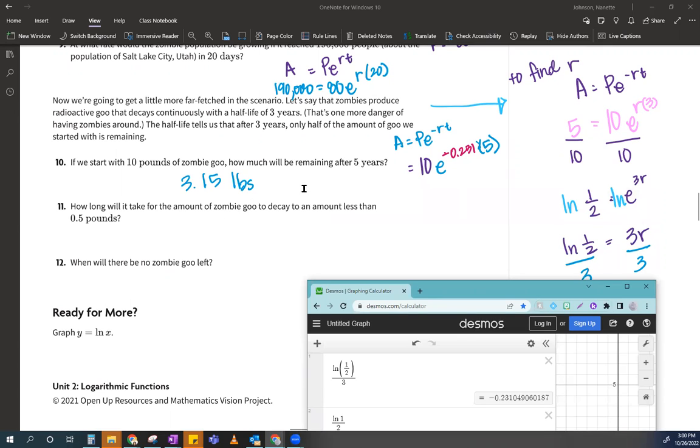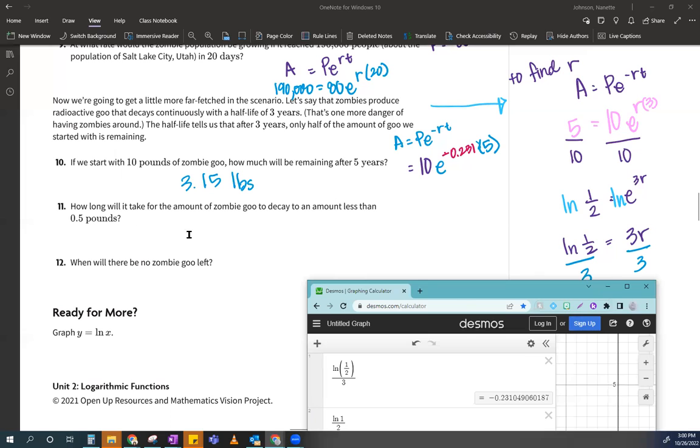So is that okay? So Ms. Johnson, you had to find the rate first. Yeah. And finding the rate isn't too bad. You just have to understand what they're talking about. How did you know to use 10? I didn't. They just gave me 10 and they told me after 3 years, it's going to be half of that. So that's why the biggest ratio here that I needed was this number right here, that these two simplified to be a half, hence the word half-life. Okay. How long will it take for the amount of zombie goo to decay to less than half a pound?